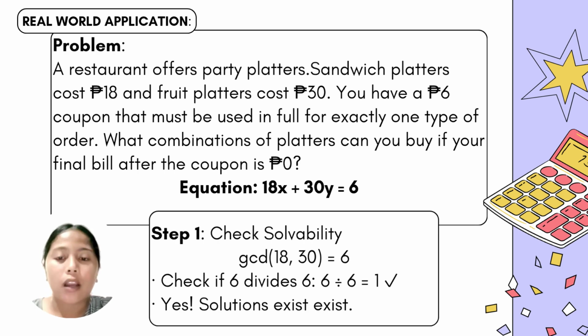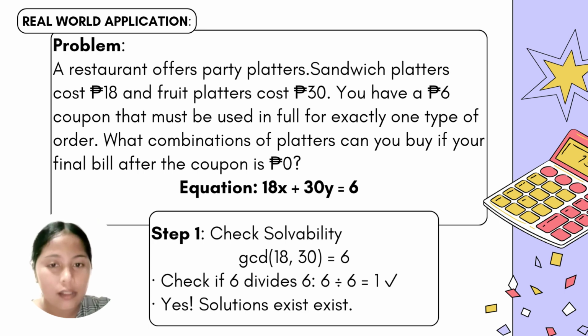So our first step to find the answer in that problem is to check solvability. So we need to find first the GCD. Our A is 18 and our B is 30. So our GCD in that equation is 6. So we need to check if 6 divides C, which is 6. So it is equal to 1. Yes, our solutions exist.